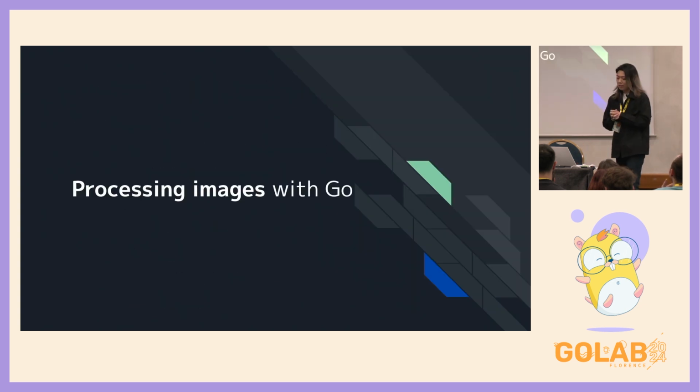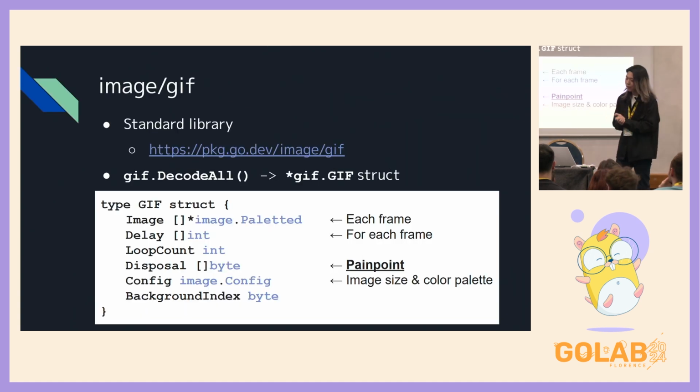Next, let's take a look at the existing image processing features that Go already provides. First, let's look at Go's image/gif package, which is part of the standard library. This package allows us to decode GIF images into a struct. The function gif.DecodeAll decodes the entire GIF image binary and returns a gif.GIF struct, which contains all the necessary data for GIF images.